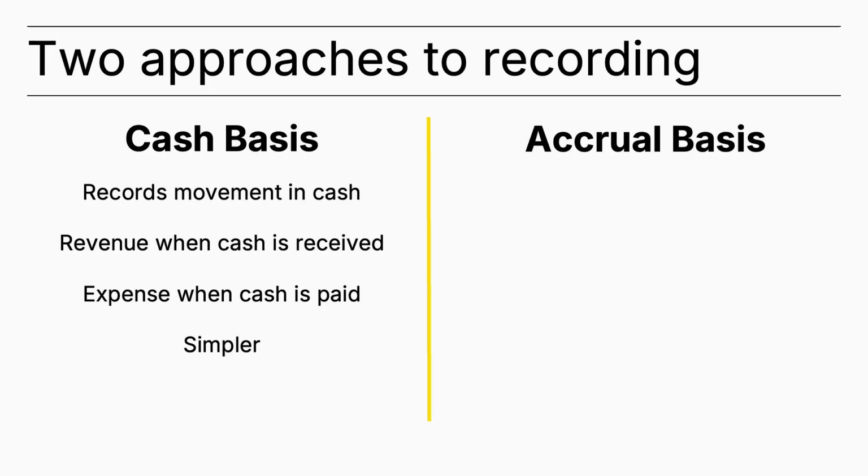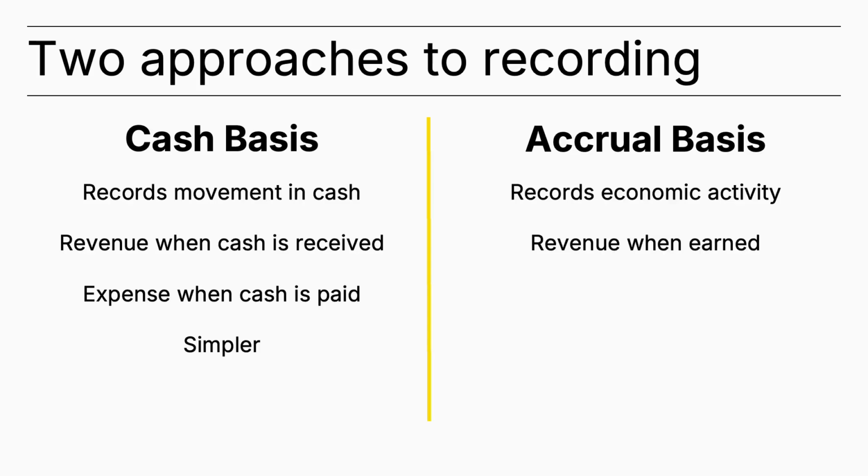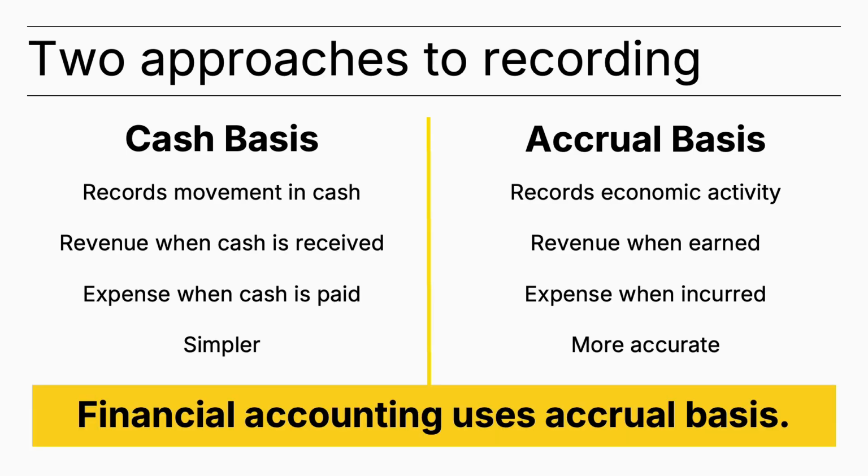The second approach is the accrual basis. Under the accrual basis, the focus is on economic activity, meaning revenue is recorded when it's earned, and expense is recorded when it's incurred, even if cash hasn't moved yet. This approach is more accurate than the cash basis. Financial accounting uses the accrual basis because it provides a more accurate picture of the business performance. And because financial accounting uses accrual accounting, adjusting entries become necessary.